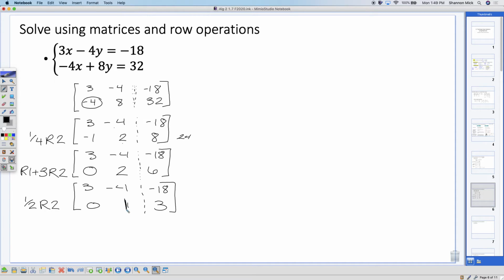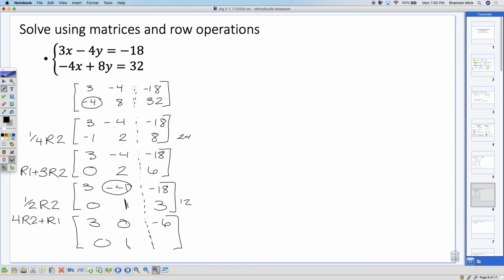Okay. So now I need to get rid of this 4, and what column is that 4 in? It's in column 2, so I'm going to use row 2, yes? So what am I going to do to row 2? You take row 2 times 4. So 4R2 plus R1. So 0 times 4 is 0, plus 3 is 3. And 4 and negative 4 is 0. And if it doesn't zero out, why are you doing what you're doing, right? And then 4 times 3 is 12, and negative 18 is negative 6.